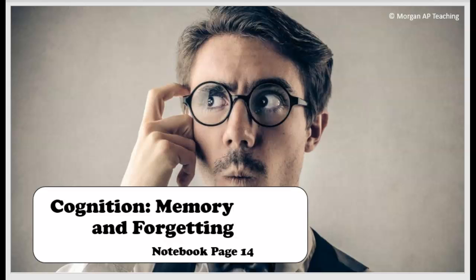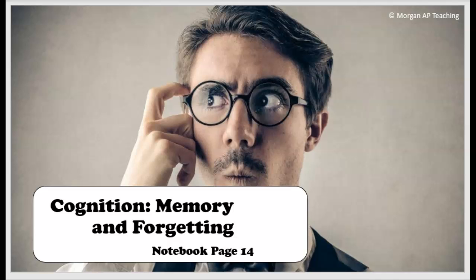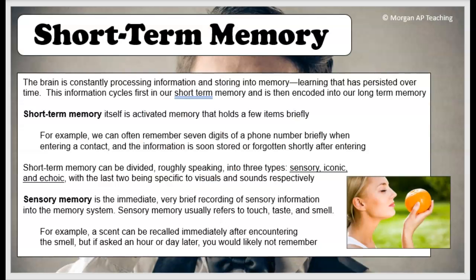So cognition, we talked about memory. Now we're going to talk about memory and forgetting, because you don't remember everything that's ever happened to you or that you've ever heard. You do forget. We're also going to talk about the difference between short and long-term memory and different types of memories. So here we go. All right, so short-term memory.